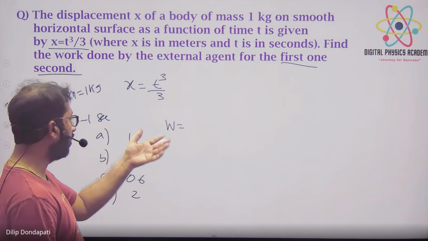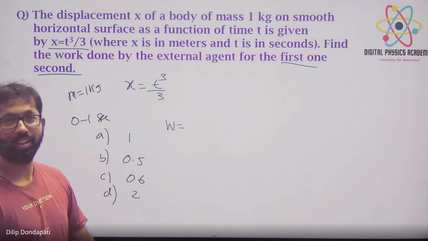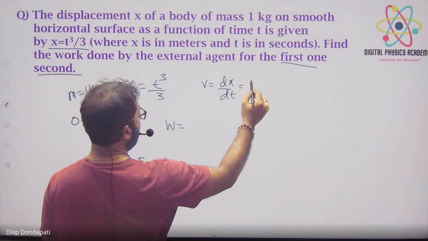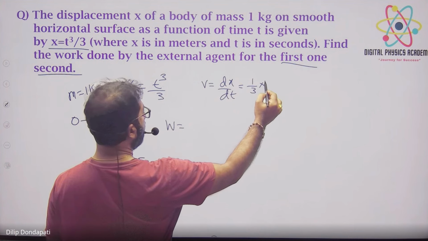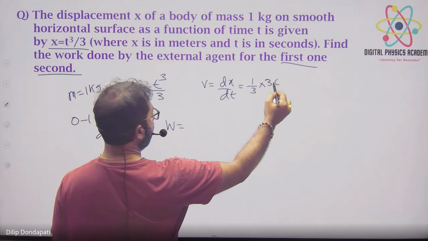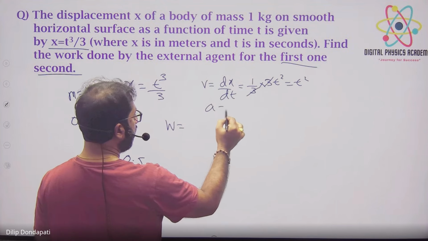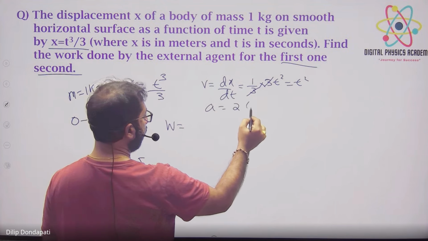You can use that later. Normally, when you differentiate it, you'll get t square, and then again when you differentiate it, you'll get 2t. Look, dx by dt is 1/3 into 3t square, the 3 cancels, t square will come, and acceleration will come by differentiating it, which is 2t.